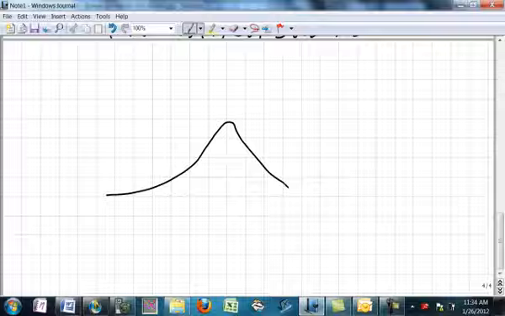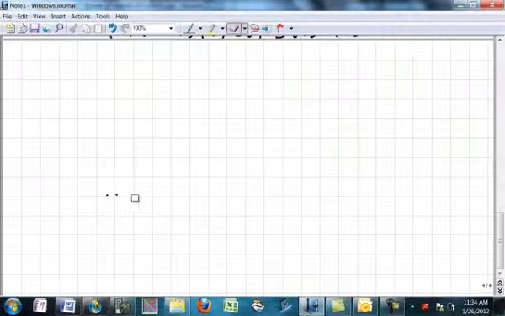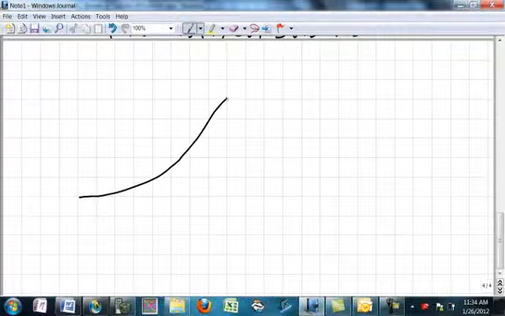Oh, sorry, that's not a normal curve. Let me try again. I can do a better job than that. Also, this is why I use technology.